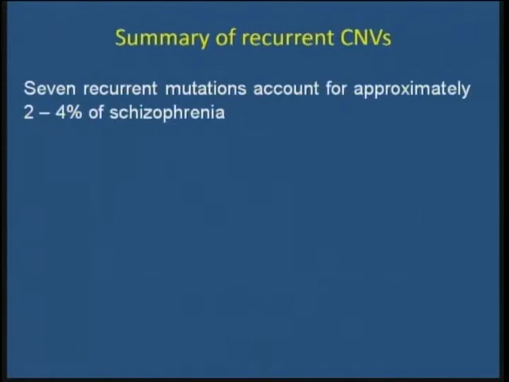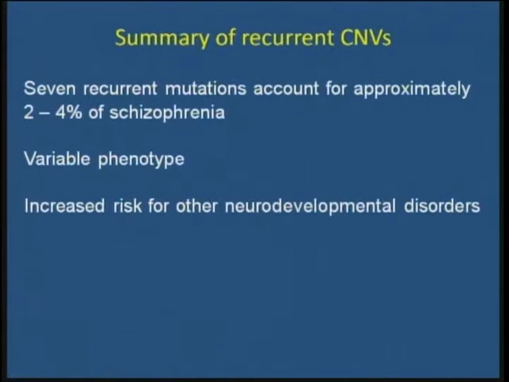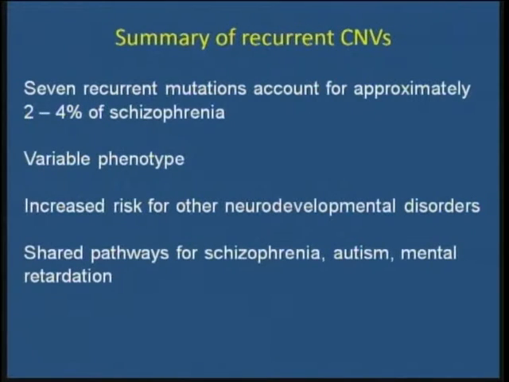So those 7 recurrent mutations account for approximately 2 to 4% of schizophrenia, definitely have a variable phenotype and an increased risk for other neurodevelopmental disorders. And it looks like there must be shared pathways for schizophrenia, autism, and mental retardation development if those deletions and duplications are common to all 3 phenotypes.